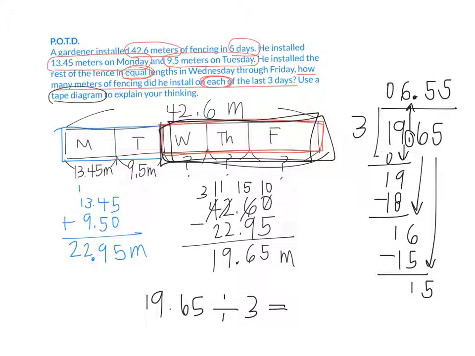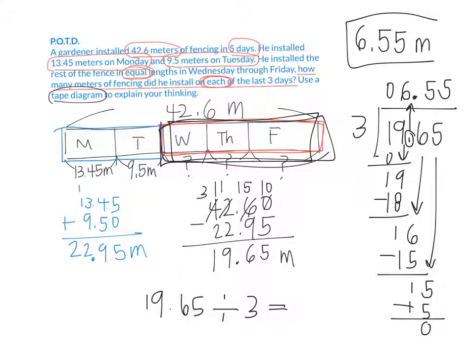5 times 3 is? When I subtract, how much is left? That means we're done. So what's the answer? When we think we're done, what do we need to do? Look at the question. What does the question say? Everyone read it together. How many meters of fencing did he install on each of the last 3 days? So how much did he install on each of the last 3 days? Very good. Okay.